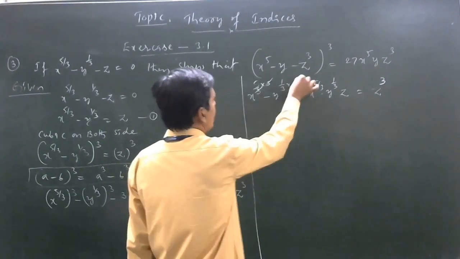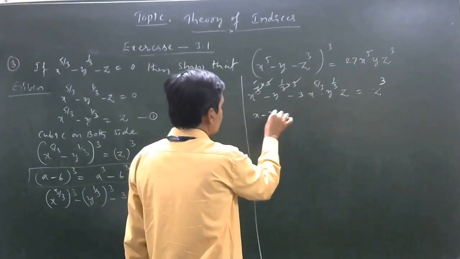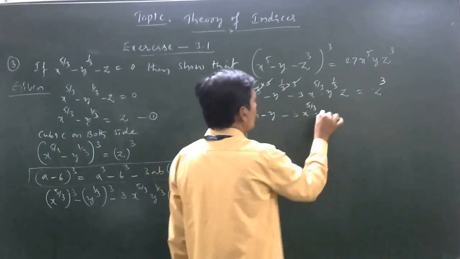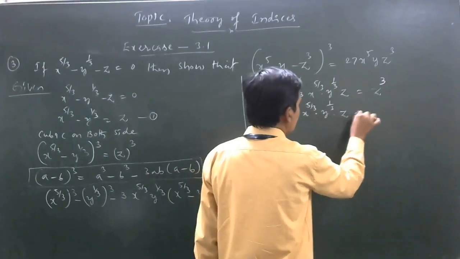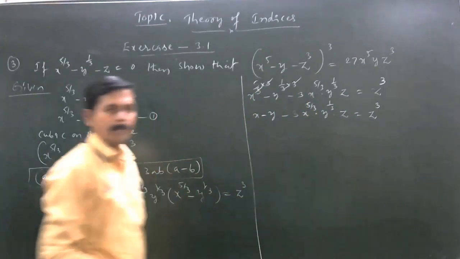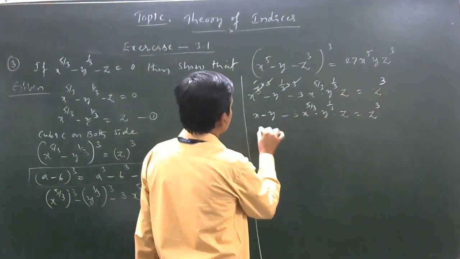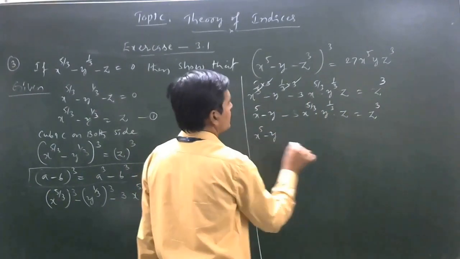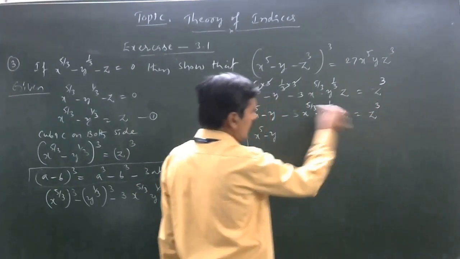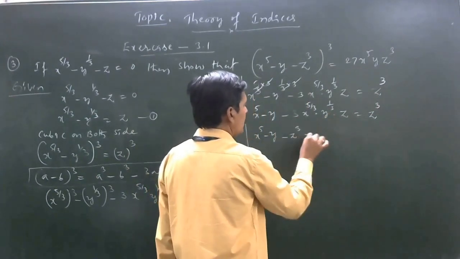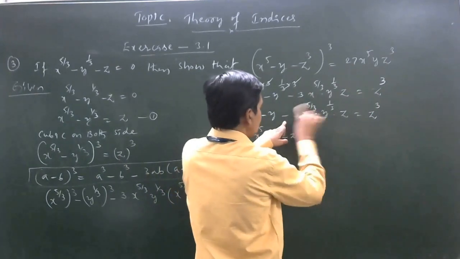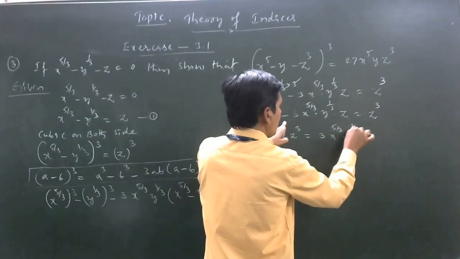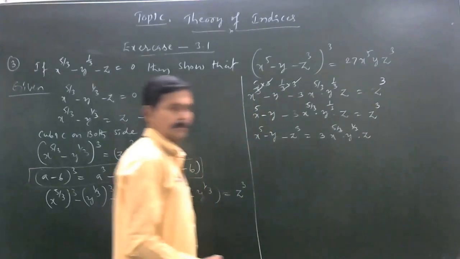Next, the 3s get cancelled. Here also 3 gets cancelled. So x power 5 minus y minus 3 x power 5 by 3 into y power 1 by 3 into z is equal to z cube. Taking z cube to the left side, it becomes minus z cube, and taking this term to the right side, the minus becomes plus 3 into x power 5 by 3 and y power 1 by 3 into z.